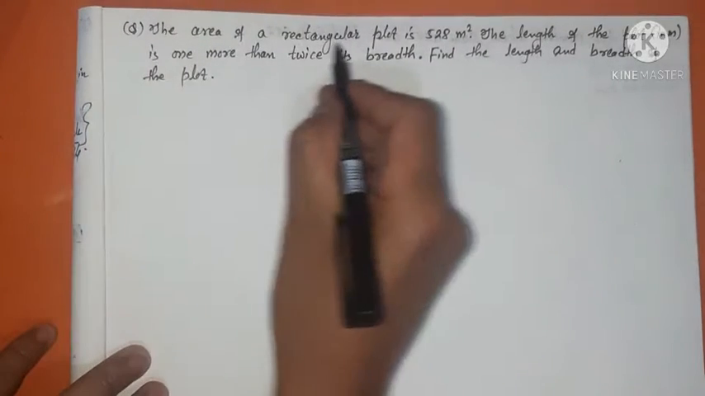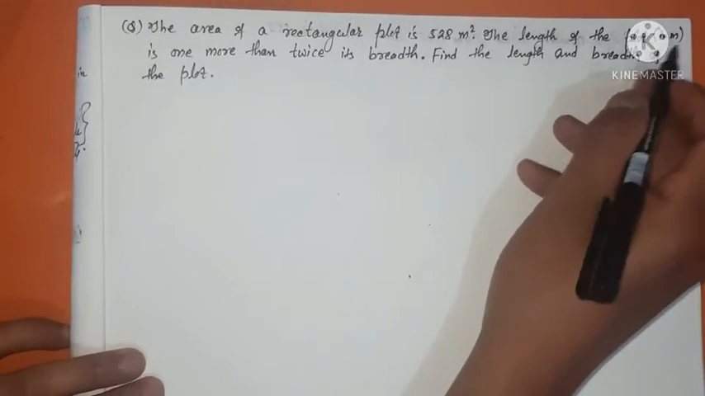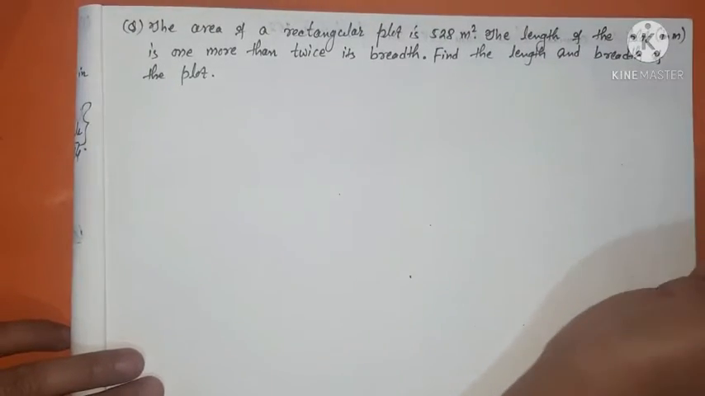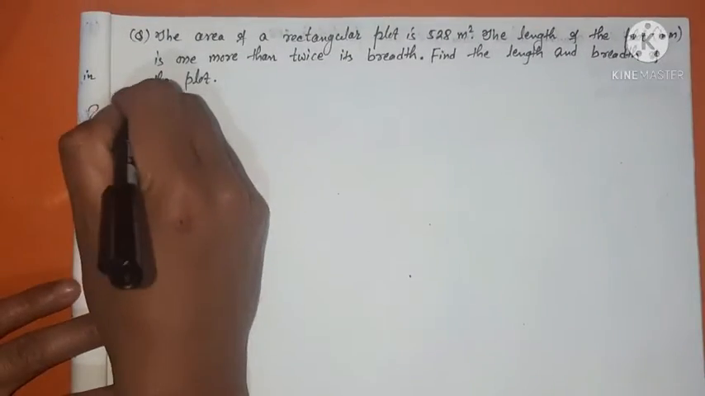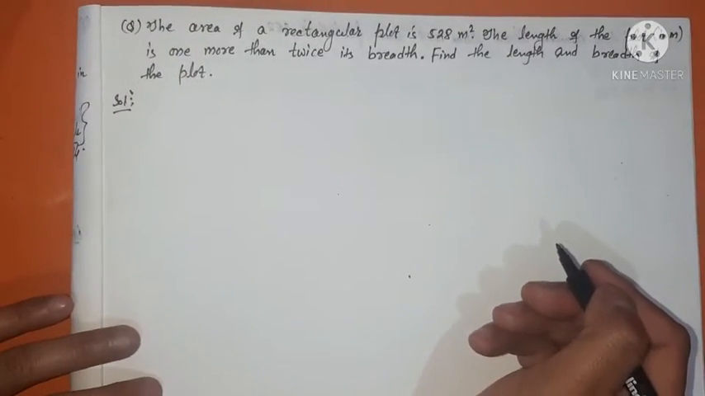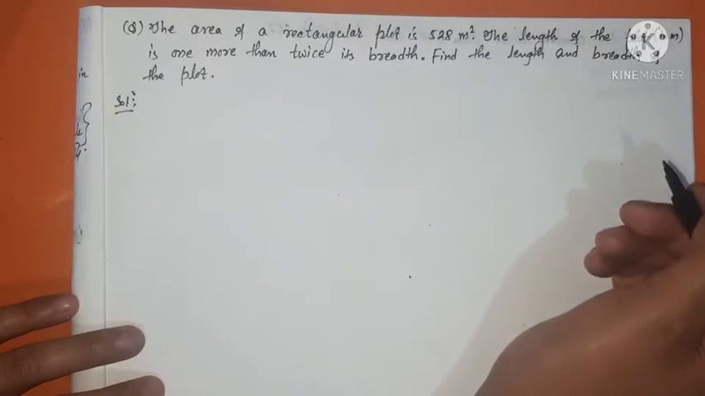Okay, now here we have one word problem. The area of a rectangular plot is 528 meter square. If the length of the plot in meters is one more than twice its breadth, find the length and the breadth. So, solution: let us apply the concept of quadratic equations to find this length and breadth. But before that we need to frame the quadratic equation.